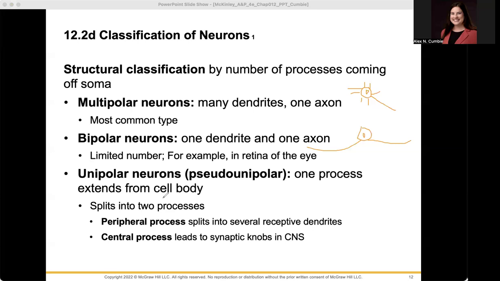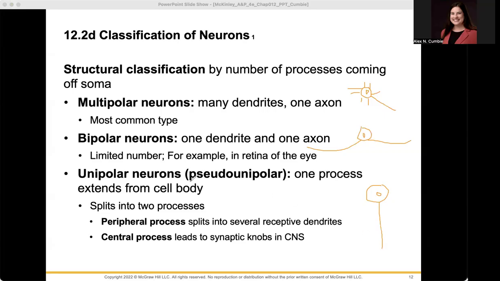This last classification is unipolar neurons, also called pseudo-unipolar. One process extends from the cell body. For typical unipolar neurons, we typically see these in insects, where it looks like this. And this again is just the structure of the neuron: unipolar, one thing going off. And we typically see this in insects.